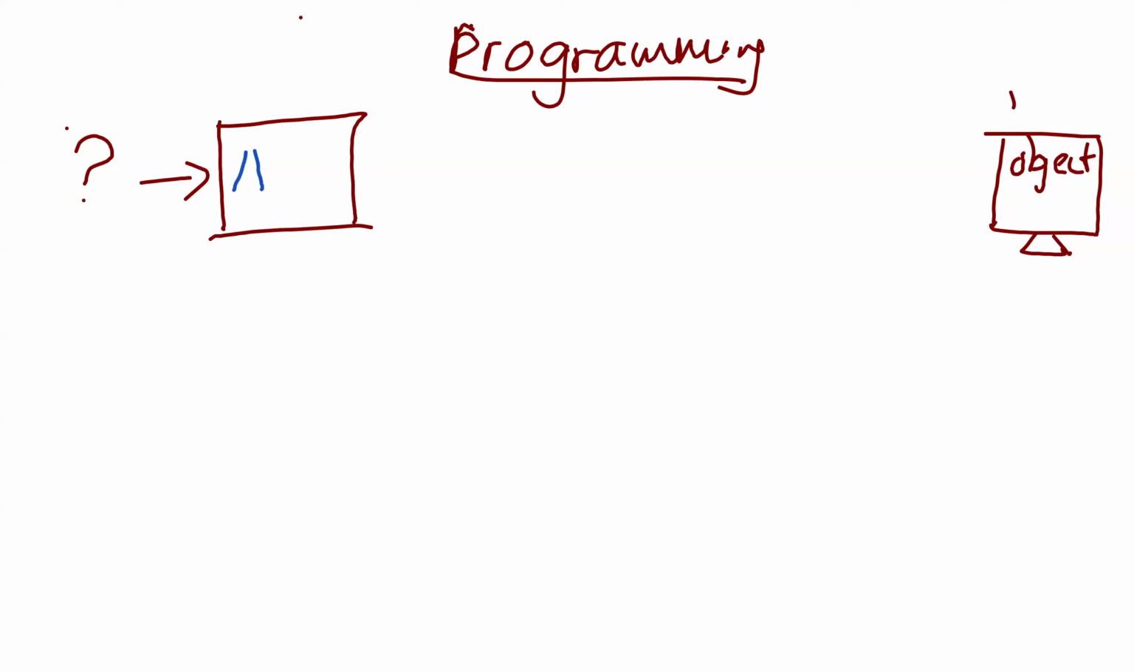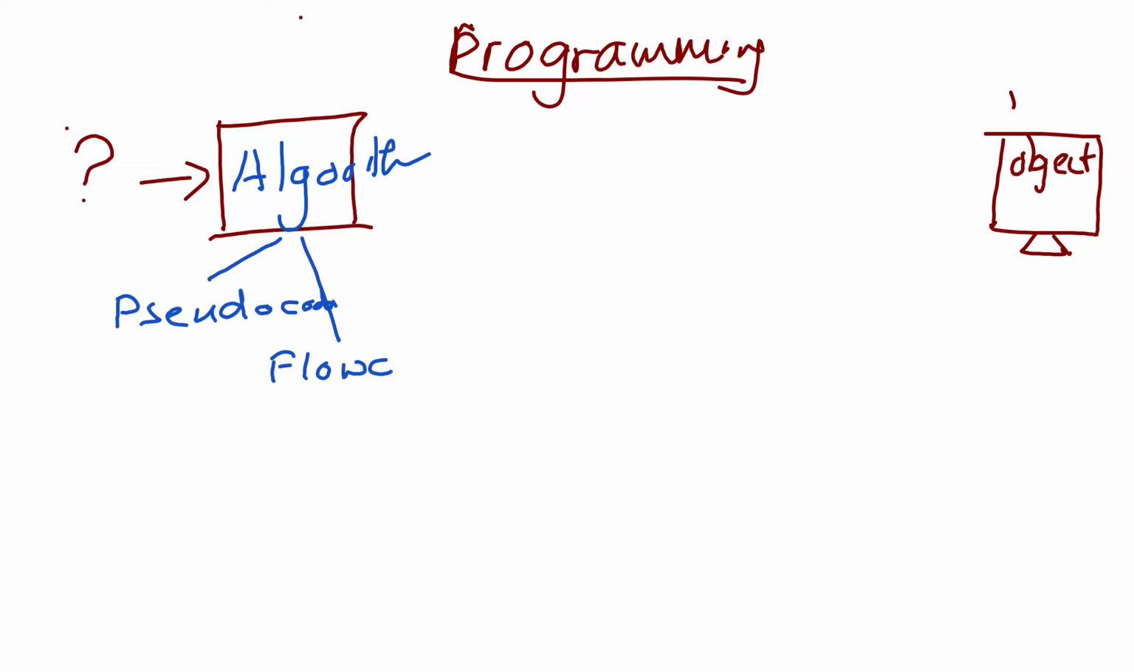Actually, how to explain the solution? We identify it as what? Algorithm, right? Algorithm means step by step description. That can be a textual mode, that can be a graphical mode, right? And normally, we know how to write the pseudo code, or how to draw the flow chart. Okay, now we have got the solution.